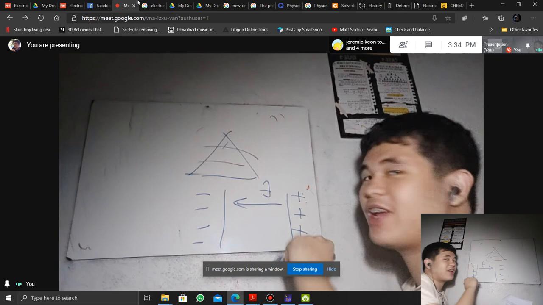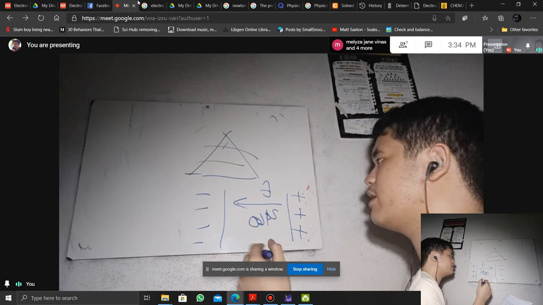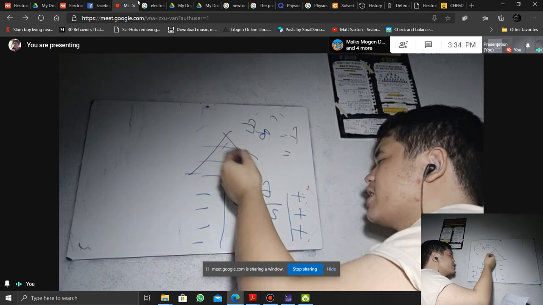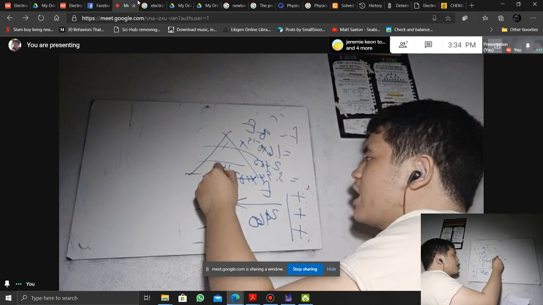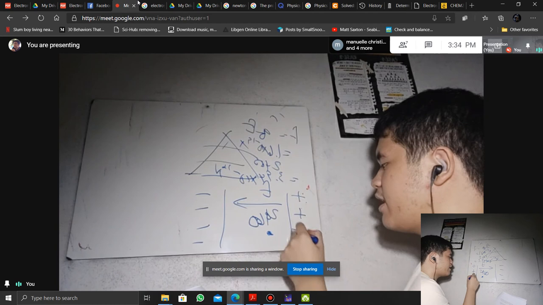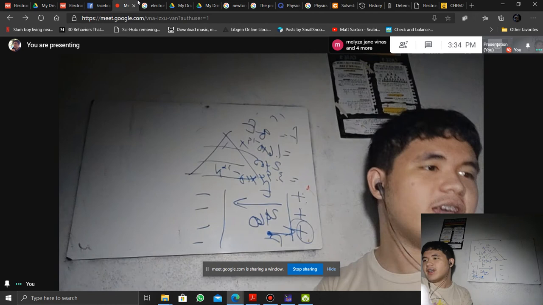2,460. Ang force equals to QE. So, multiply lang, kasi magnitude lang naman, 1.6 times 10 to the negative 19 times 2,460. You'll get something around 3.94 times 10 to the negative 16. Kaya lang, ano yung force? Dahil electron siya, papunta siya sa kaliwa, to the positive side, no? Ayan. Okay, nag-gets ba? Nag-gets ba, guys?